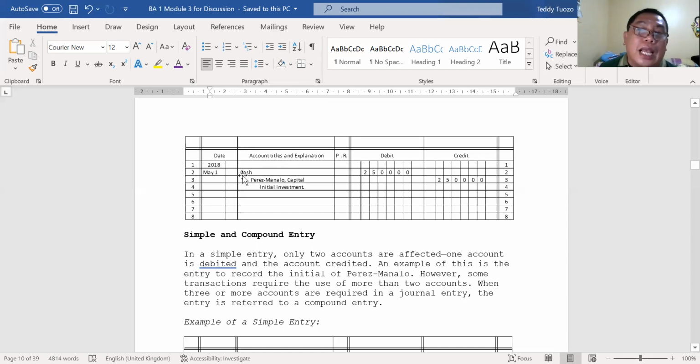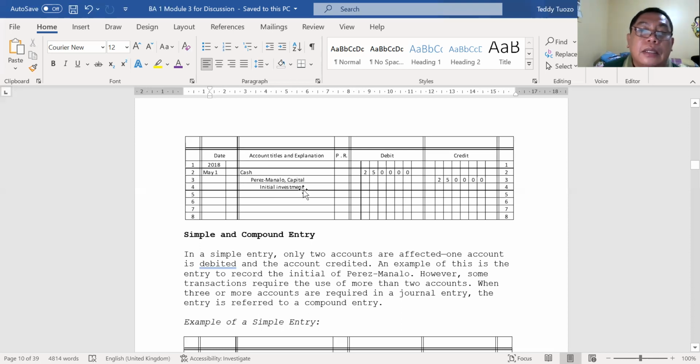So the debit goes flush to the margin. You have to take note that it is flush to the margin. Do not leave a space. When you record a debit, move it flush to the margin, so that your indention would now be for the credit. Here the credit is indented, no?